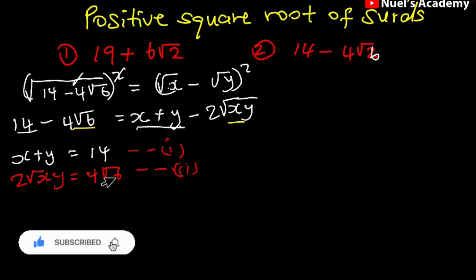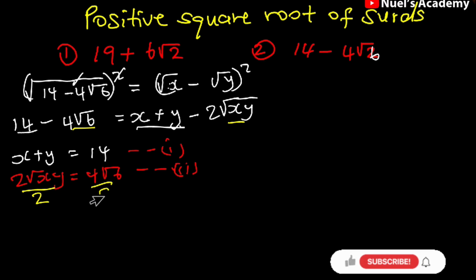From equation II, let's make xy the subject of the formula. So let's divide both sides by 2. This and this will cancel. We have root xy equal to 4 divided by 2, which is 2, times root 6.